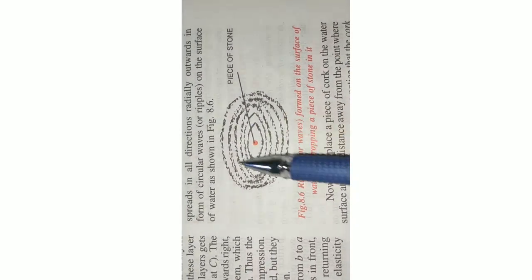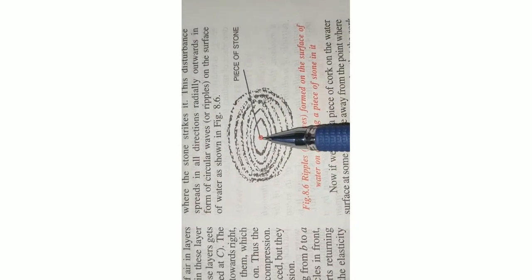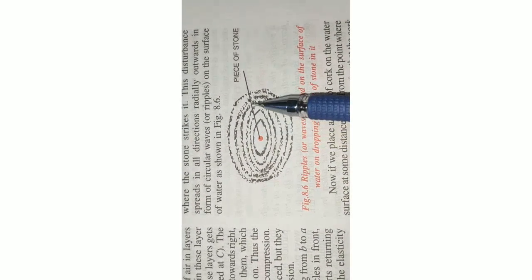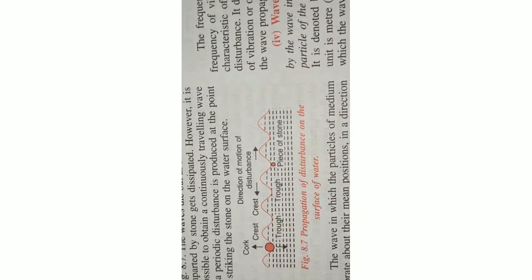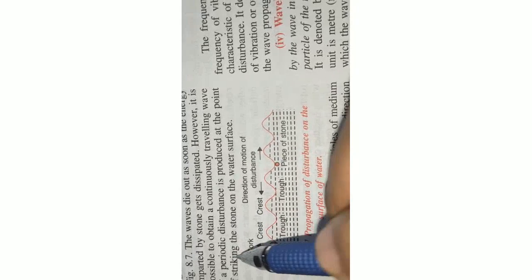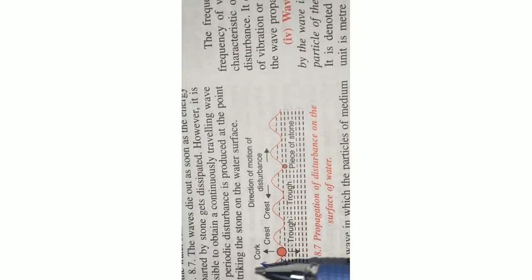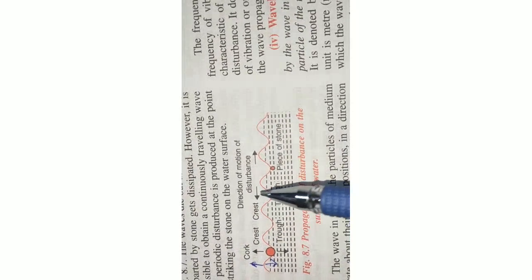For example, this is the surface of water and you drop a piece of stone. Then you can see the wave formation. Now what is happening, we will try to understand. Once you drop a stone on the surface of the water, the particles of the water start to vibrate, going up and down, up and down. And this is how the particles start vibrating. And this vibration is transferred to the next particle, then to the next particle, then to the next particle.